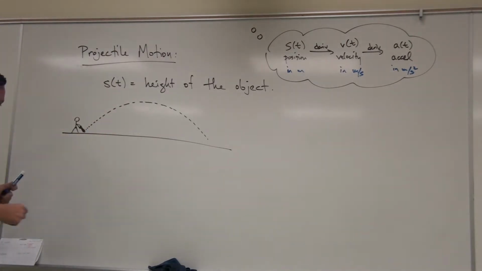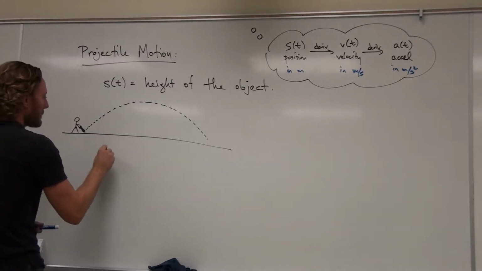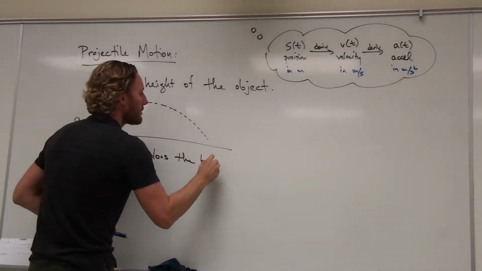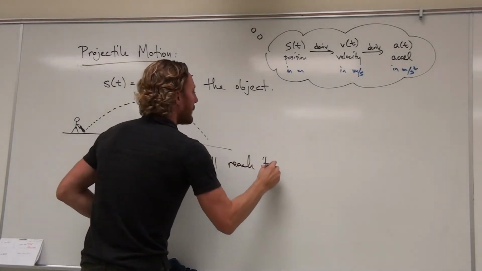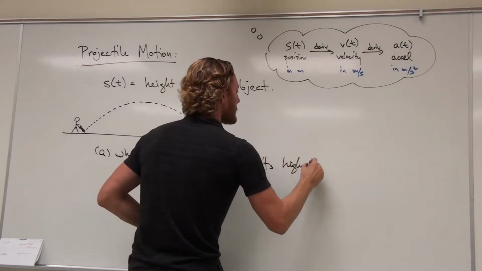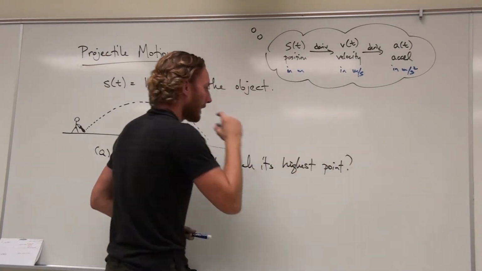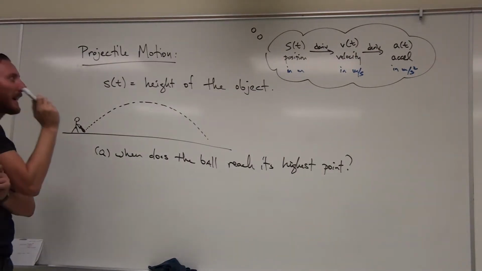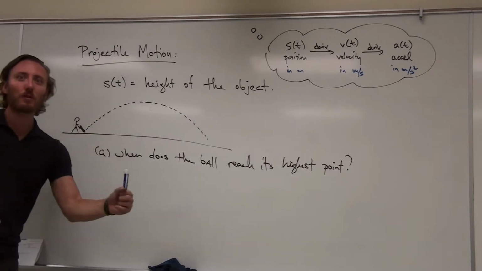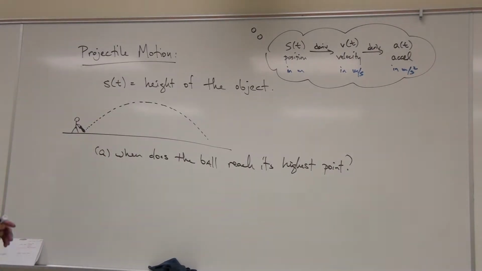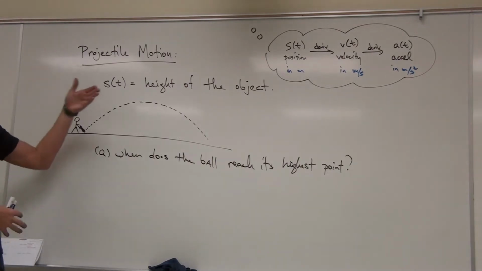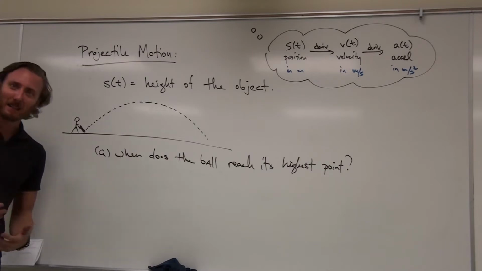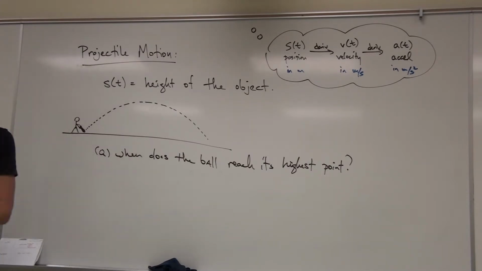So one question that you could ask is, when does the ball reach its highest point? Well, on some level, the ball reaches its highest point when the height function gives you the largest value that it does. I mean, if the height function is providing you with information about height, then if you just knew when the height function was at a maximum, you would know when the ball reached its highest point.